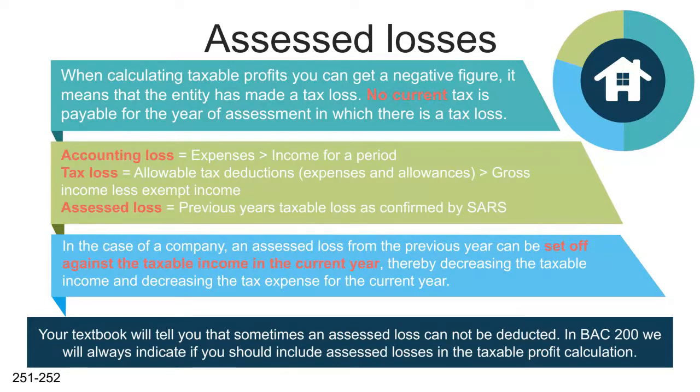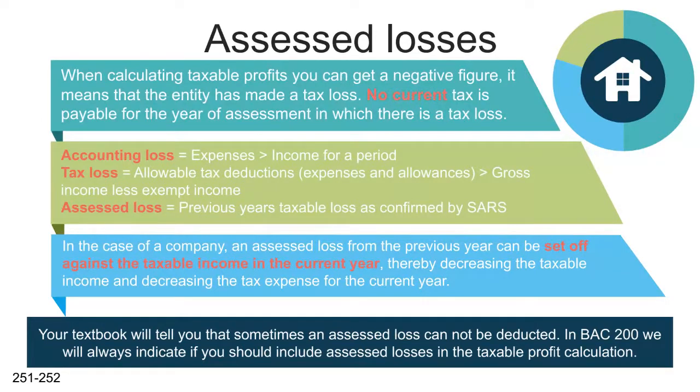Now, the last type of temporary difference is a difference that arises because of an assessed loss. Now, what is an assessed loss? What does an assessed loss mean? Well, when you calculate your taxable profits, there is a situation where you can end up in a taxable loss, which means you've made a loss from the tax perspective, right? And that does not mean necessarily that you've made a loss from the accounting perspective, okay? You can still make an accounting profit and make a taxable loss. And that's because of the different rates of depreciation and that sort of stuff, right? So there are instances where you can make a taxable loss.